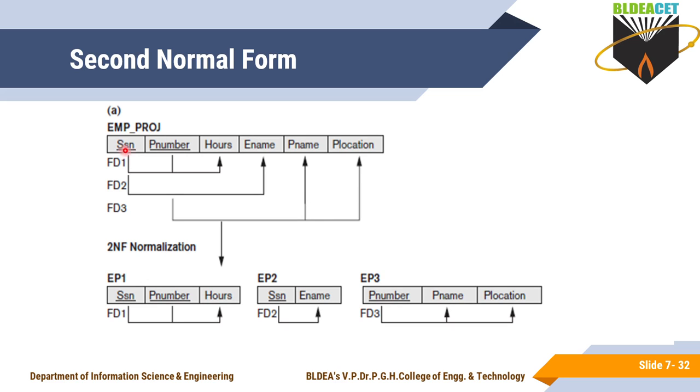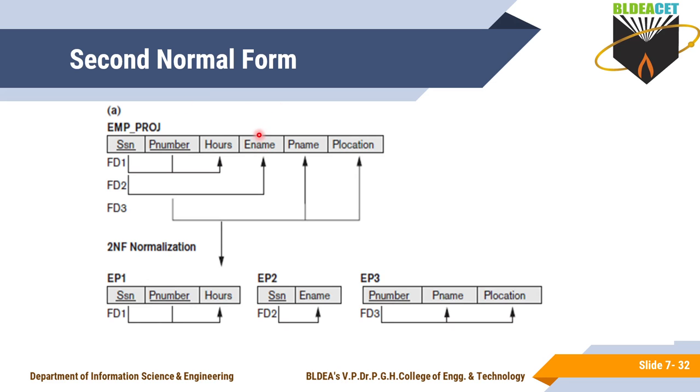Okay, if I know these two, with the combination of these two, I can tell that if this employee works on this project, this many hours. So that's why the hours depend on SSN and also project number. Next, I'll go to employee name. Employee name is fully functionally dependent on SSN. If I know the social security number, then I can get the e-name here.